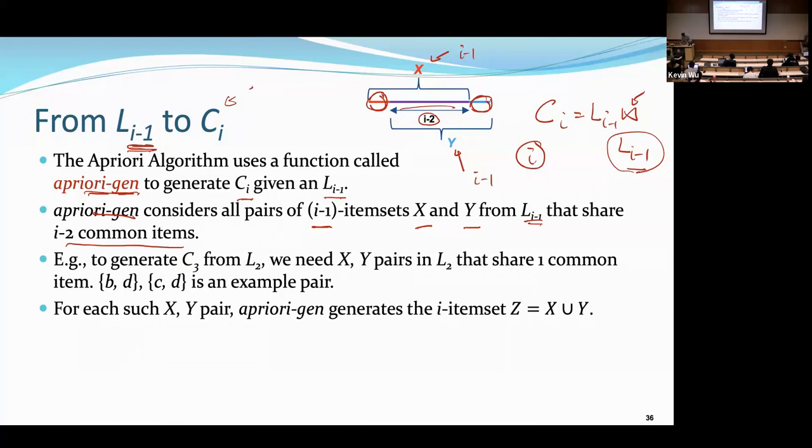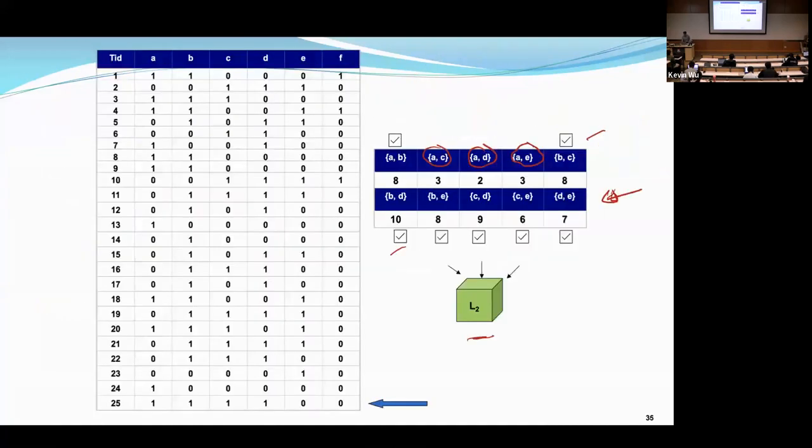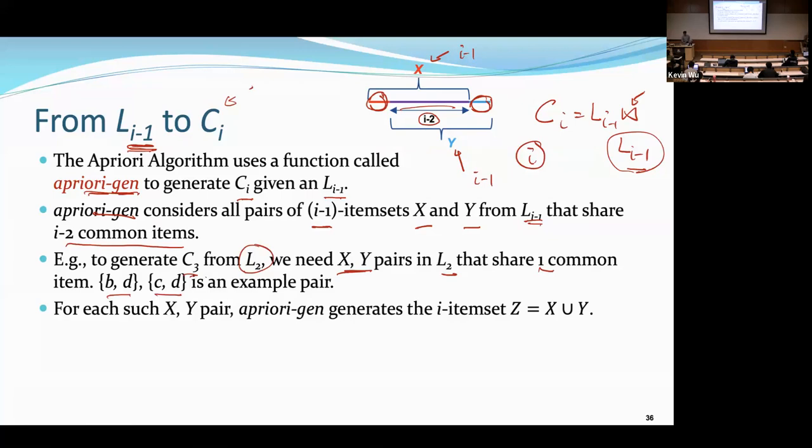All right. So then we will scan the database to check its support. To generate C3 from L2, for example, we need an XY pair from L2 that share one common item. For example, BC and CD are found in L2. In L2 we have BC here, and CD here. Both of them are frequent, so they are from L2. And we join them together, getting the union of it, and that would give me BCD, right? This is one candidate, okay?